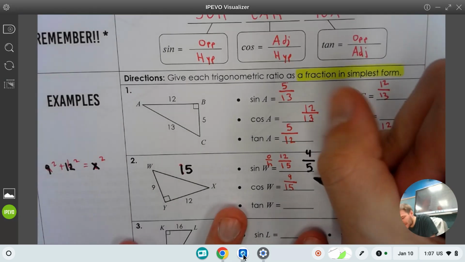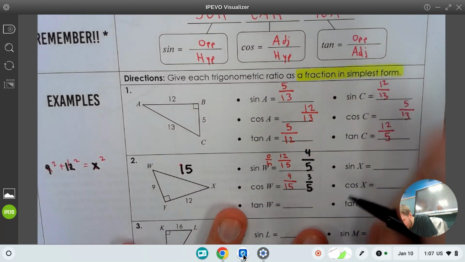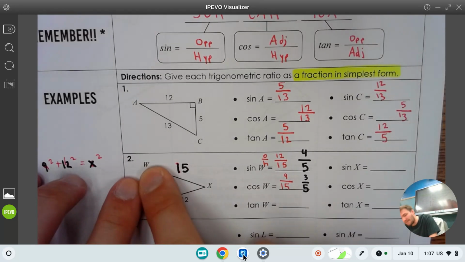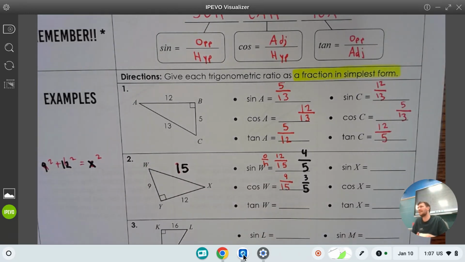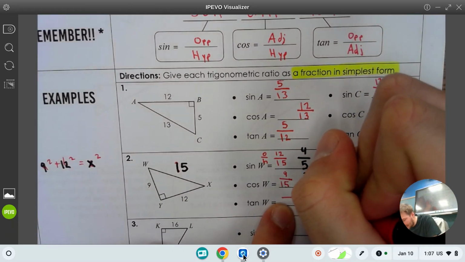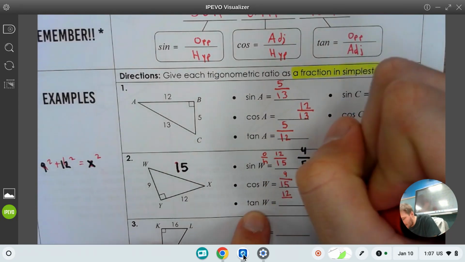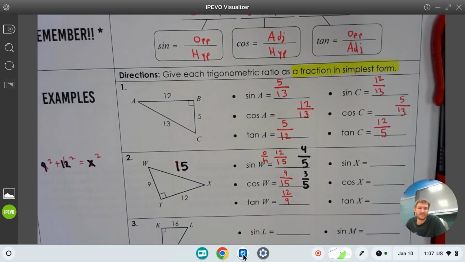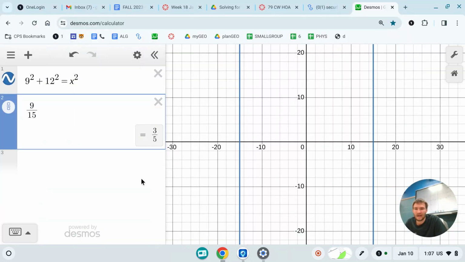And let's keep it going. The tangent from W. The tangent should be the easiest one because you've already identified the O for your sine, and you've already identified the A for your cosine, so just put them together, right? Tangent. The opposite is 12. And the adjacent is 9. Use Desmos and try out 12 over 9. 12 over 9 is fraction 4/3.